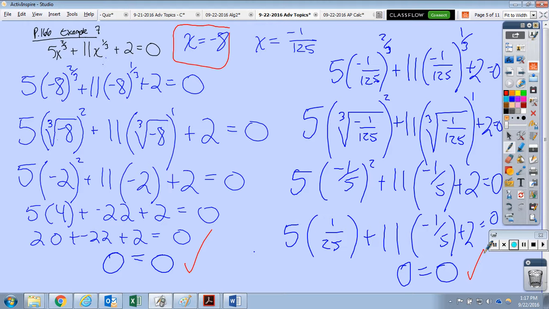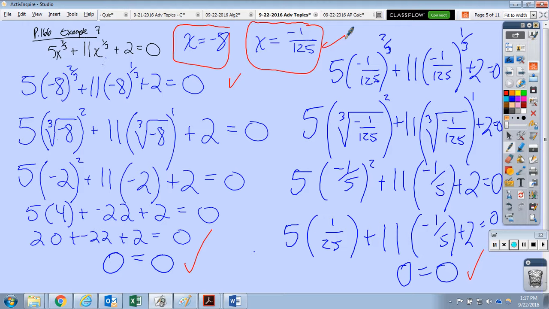What do you call it when there's no real solution? I don't know, there's a name for it. We would just say that these are the solutions. So they both check off. Yeah, both good. Any questions?